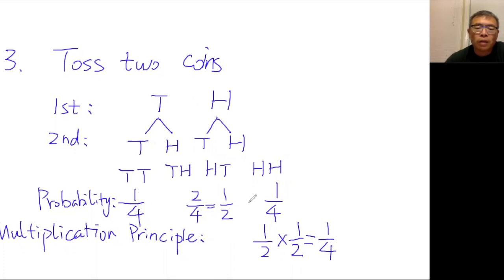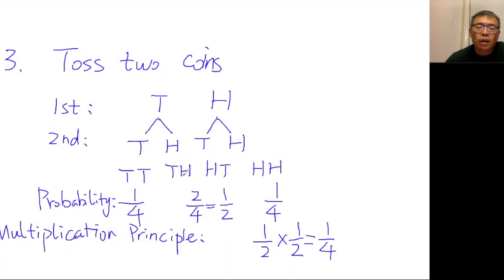Now, similarly, you can calculate this case. If you toss the first time, there's a 1/2 probability to get a head. Now, the second toss is also a 1/2 probability to get a head. So again, multiply 1/2 by 1/2, and we get 1/4. Now, this next case actually is a little bit tricky, but the same thing.